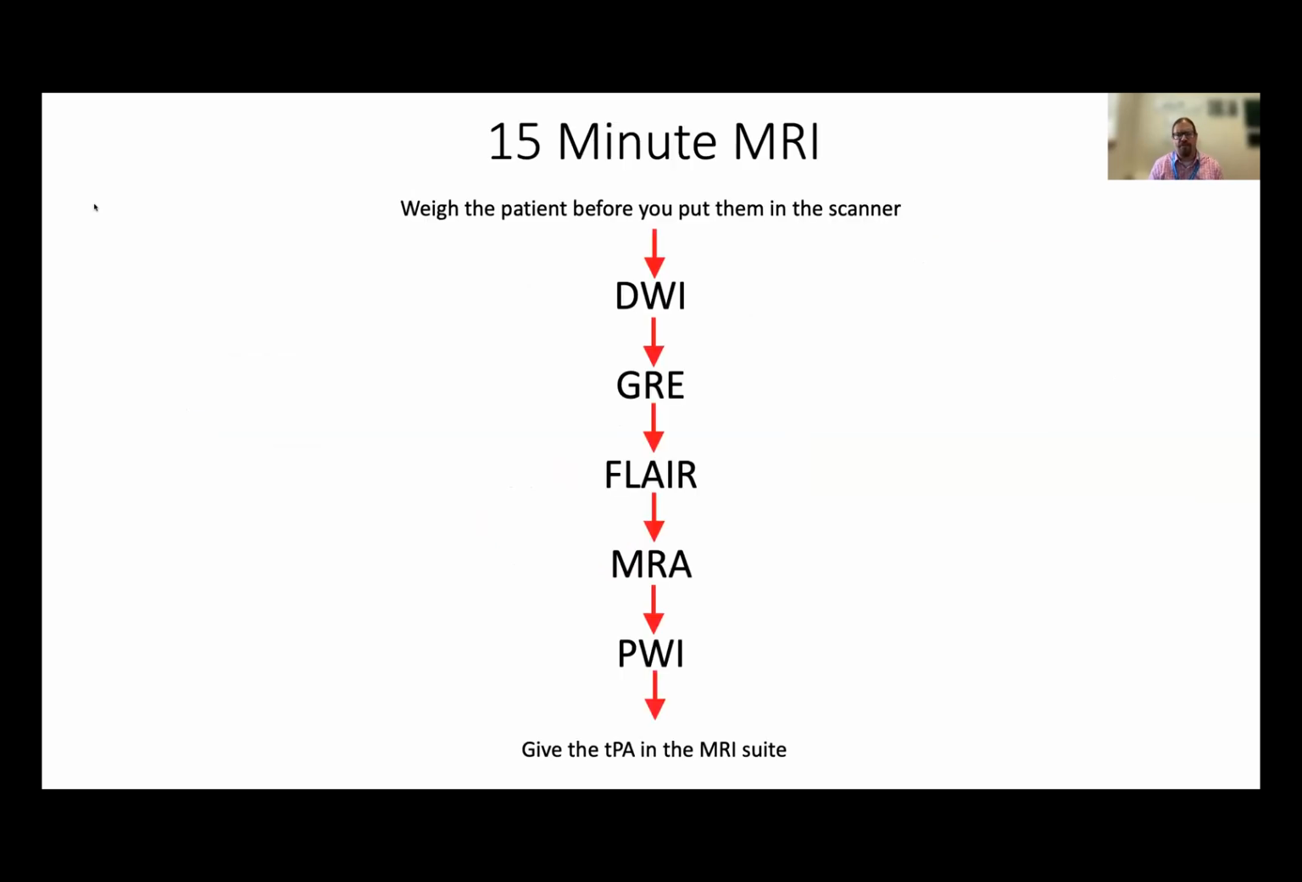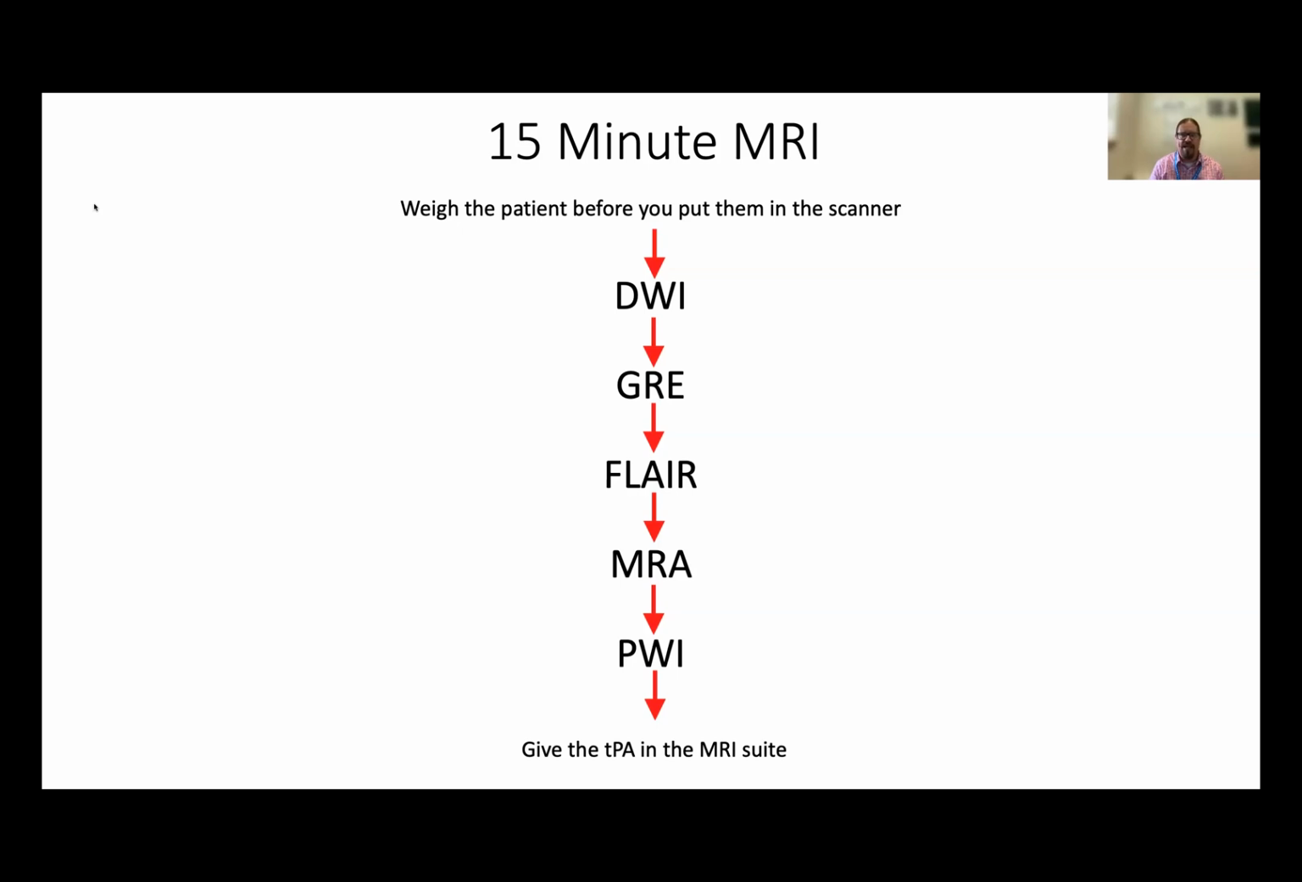So how do you do these hyperacute MRIs? I'll just take a second to talk about that because people might not be that familiar with using MRI as a primary screening tool for stroke. But generally you can get an MRI, as long as you've got everything worked out, in about 15 minutes. So the 15-minute MRI scan: one key part of this is weighing the patient before you put them in the scanner so you can mix TPA while they're in there.